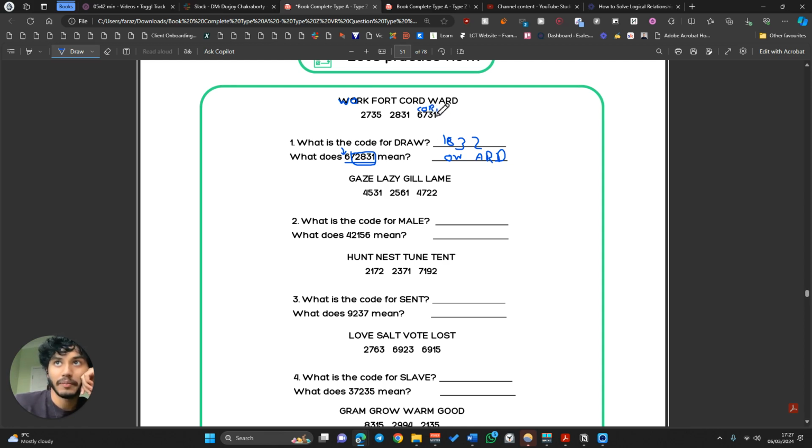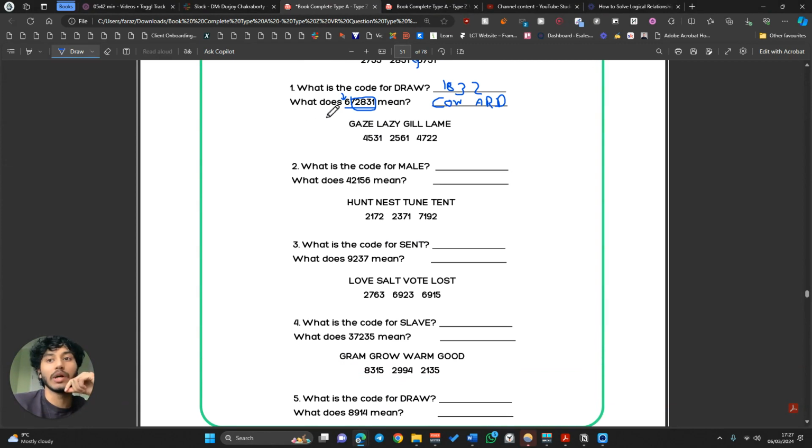We know 1 is D. So this is a code for chord, right? Anything in this list is going to be linked to one of the ones above, and this has to be called, meaning 6 has to be C, meaning this is chord. Hopefully that made sense. I'm going to go through 2 more questions and let you do the last 2.